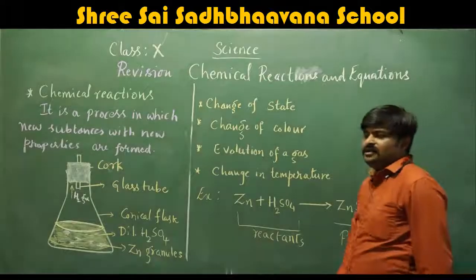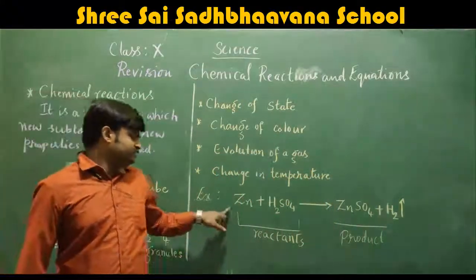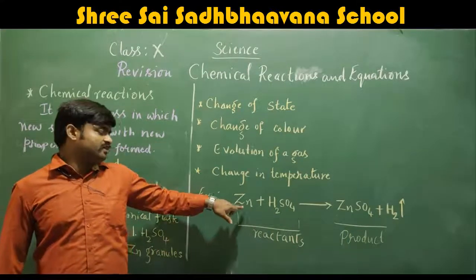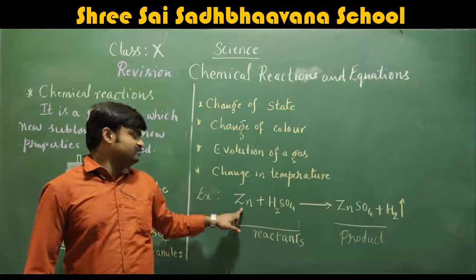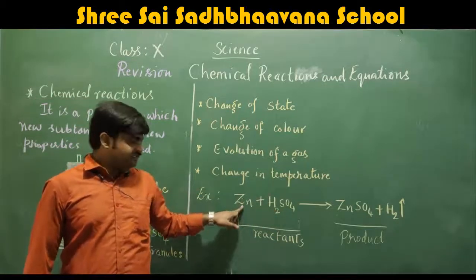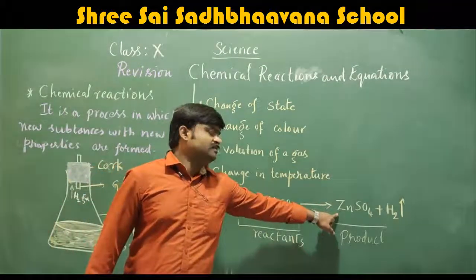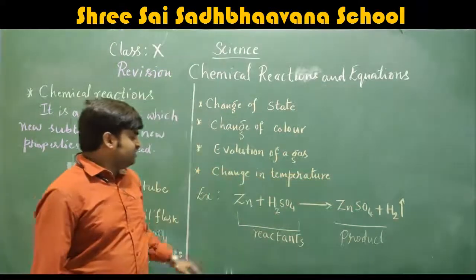So in this chapter, the main thing is, after we write chemical equations, this is what is called a skeletal equation. We have represented the chemical substances through symbols. This is zinc. This is diluted sulfuric acid we have taken. This is zinc sulfate and hydrogen gas.